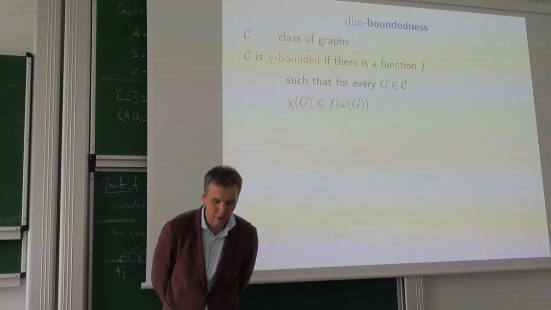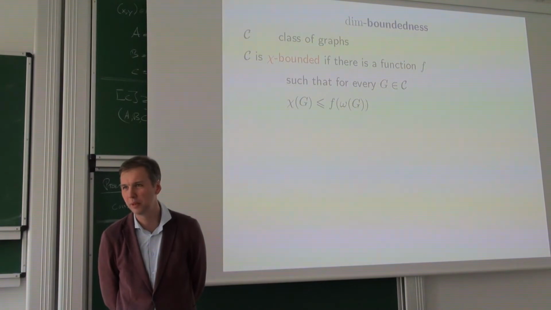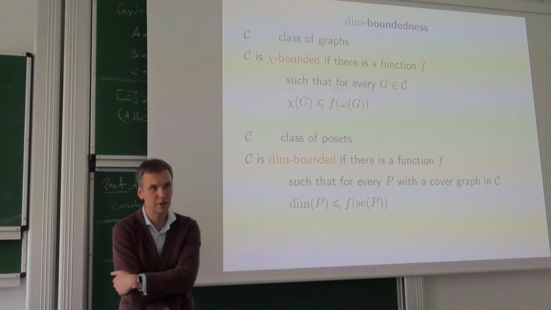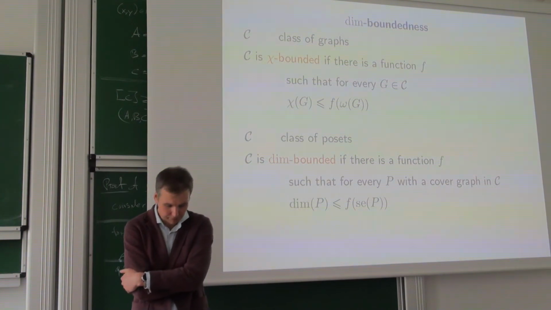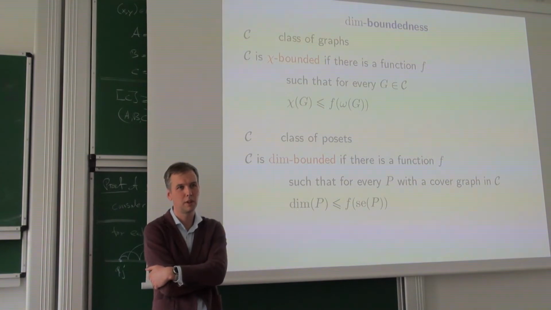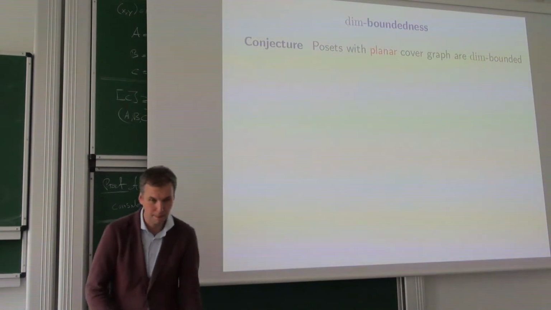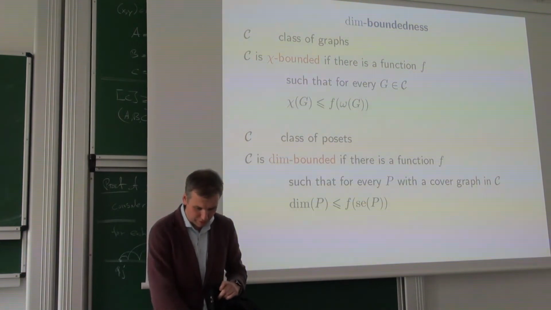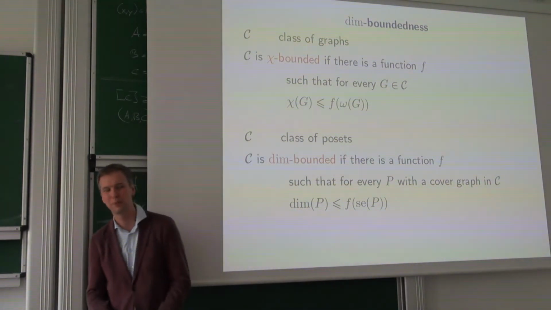And the class of graphs is chi-bounded if there is a function f such that for every G in the class, chi of G is bounded by f of omega of G. The class of posets is dim-bounded if there is a function such that for every poset P in the class, with a cover graph in the class, dimension of the poset is bounded by a function of the standard example number of the poset. Sorry, I should say for every P in the class of posets. Yes, thank you.